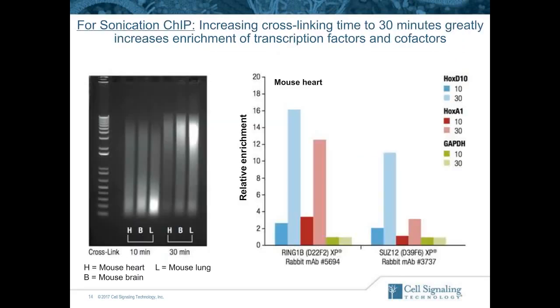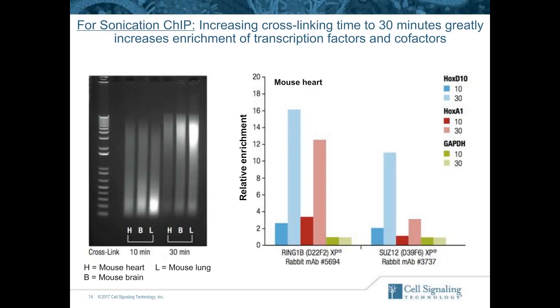However, again, with Sonication, we find that we have to do some additional optimization to get efficient enrichment of transcription factors and cofactors. So what we find with tissues in Sonication is that increasing the cross-linking time helps out a lot when trying to ChIP for transcription factors and cofactors. So shown on the left is a gel electrophoresis of DNA fragments that we've prepared by Sonication for mouse heart, mouse brain, and mouse lung.